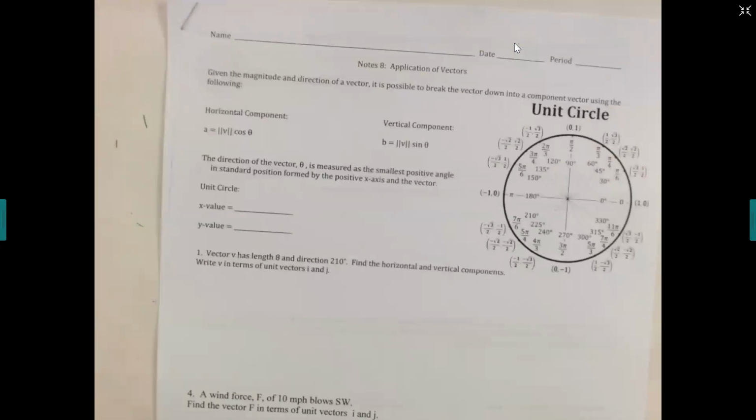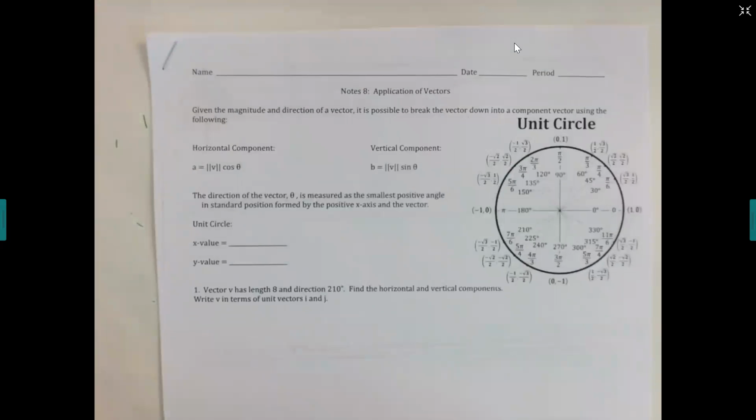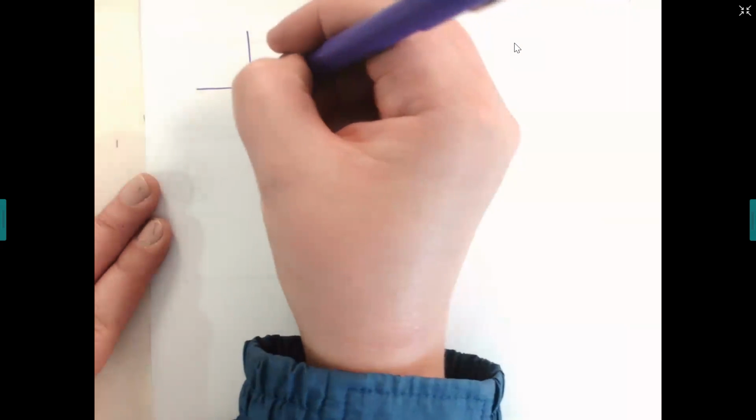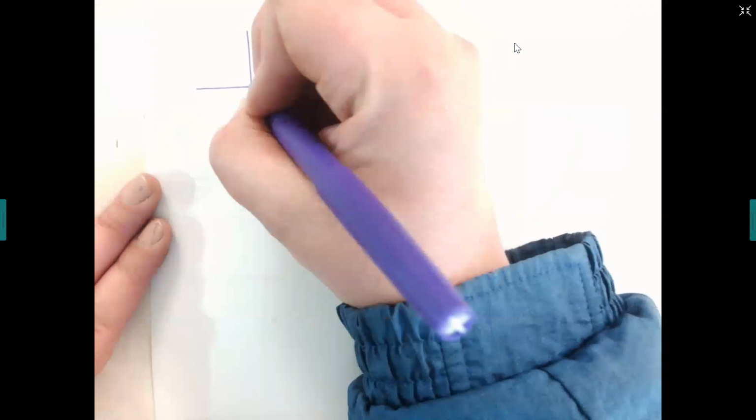Okay. All right, so first page. Let's say that I give you a vector like 9, 6, the one that we just did. I'm going to start on the back side here. And I said, okay, draw vector 9, 6. You would go 1, 2, 3, 4, 5, 6, 7, 8, 9, and then 1, 2, 3, 4, 5, 6. That would be your vector.